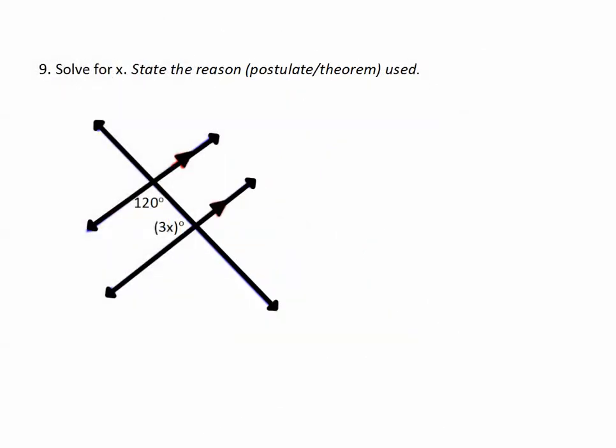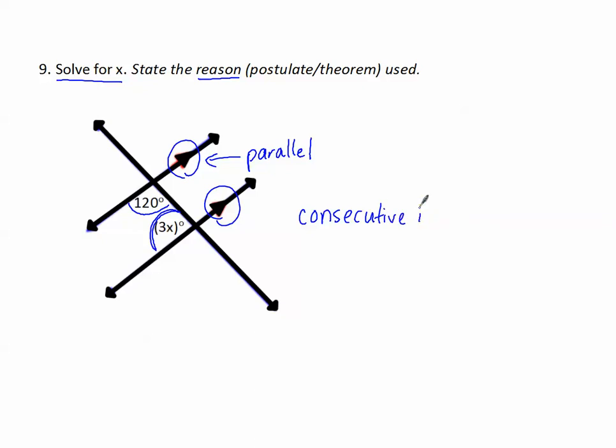Let's look at some different examples. Solve for x. State the reason, the postulate or theorem that we use. Look at these two angles. Where are they? Inside the parallel lines. I can say parallel because that's indicated here. Parallel. So if these lines are parallel and I have, what are these called? That's right, consecutive interior angles. So because they're parallel, by the consecutive interior angles theorem, these two angles have to be supplementary. That means add up to 180.